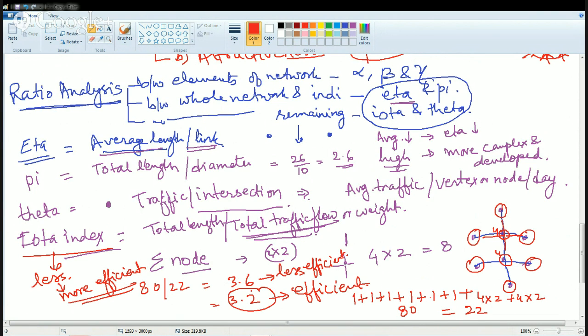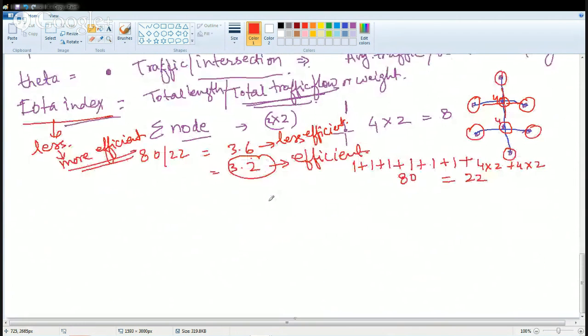Then we talked about the Pi index, Theta index, and the IOTA index. The next is the Beta index. So now next, under the elements of network analysis, we have alpha, beta, and gamma. So let's try to understand here and move on to a separate page. Okay. So let's try to understand the concept of beta index.